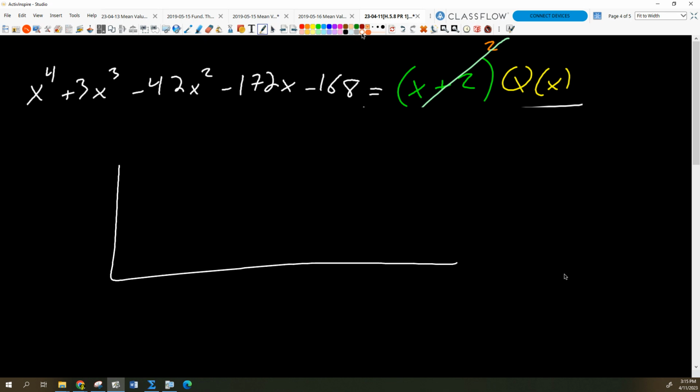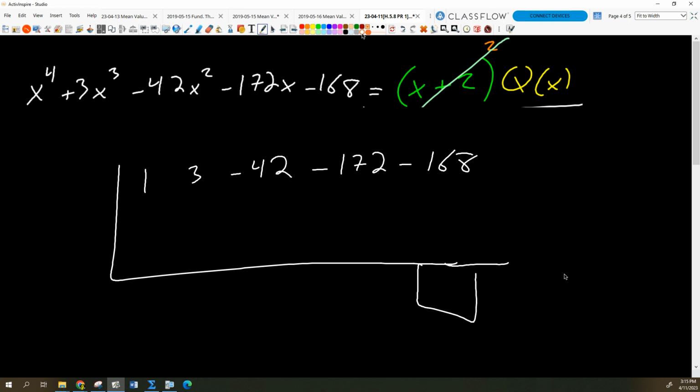We could take our original polynomial with coefficients 1, 3, negative 42, negative 172, and negative 168. And if I divide that by x plus 2 once, that means that the zero is negative 2. What's the remainder going to be? 0, right? Because x plus 2 is a factor of this polynomial. In fact, it's a factor twice.